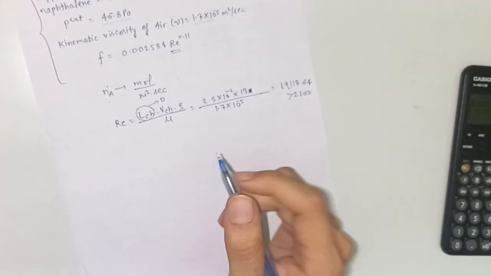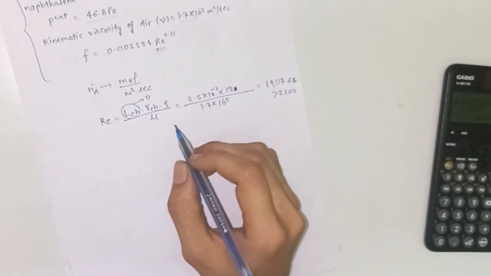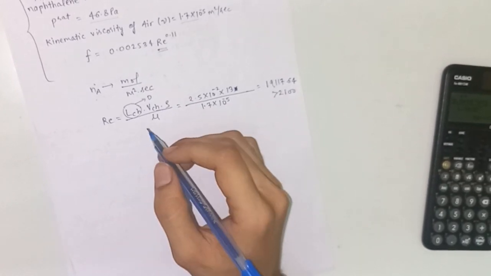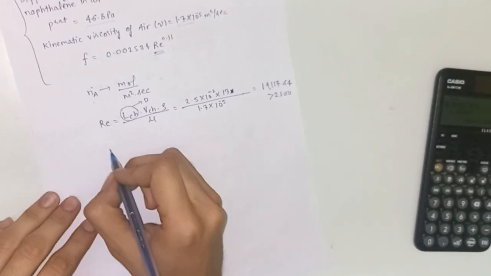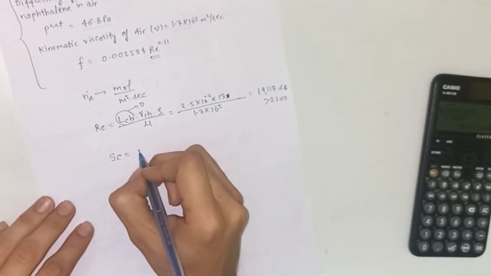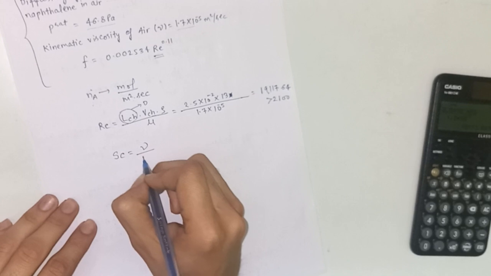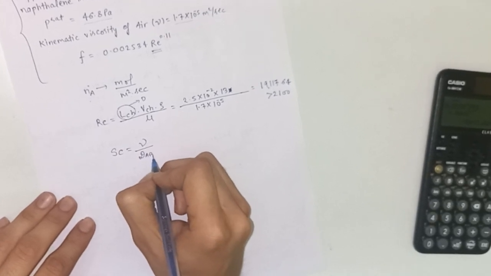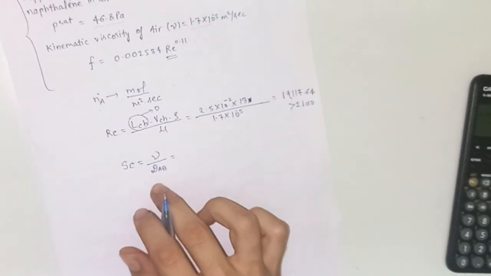Depending upon the value of the Schmidt number, we need to check which relation to use. So now we are going to find the value of the Schmidt number. The Schmidt number is equal to kinematic viscosity over mass transfer diffusivity. Now we are going to find its value.